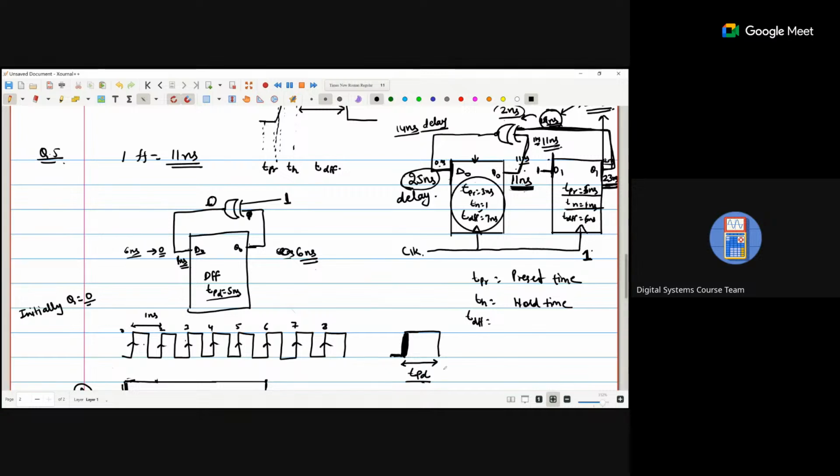But in a practical scenario, there is some transition time. We distribute this transition time into three parts: TPD, setup time, hold time, and the D flip flop delay. Okay, sir, got it. In a hardware implementation, it is not possible that it takes no time. You have to go from level 1 to level 0, and level 0 to level 1. That's why we talk about setup time, hold time, and propagation time, basically flip flop delay time.